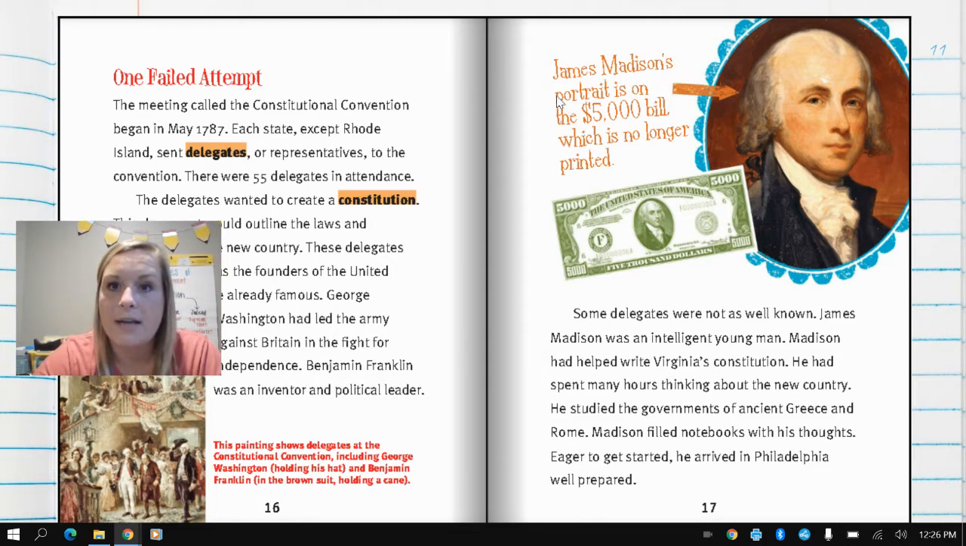And here it says James Madison's portrait is on the $5,000 bill, which is no longer printed. That's why we don't see the $5,000 bills anymore.